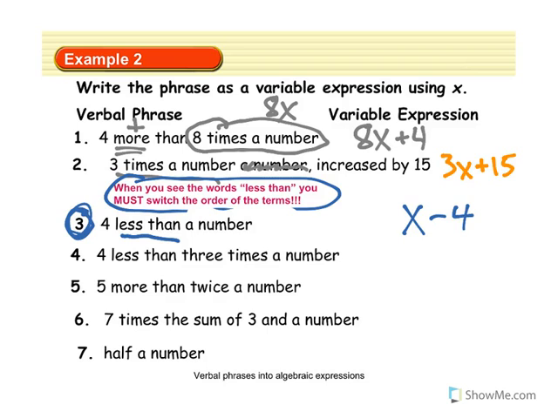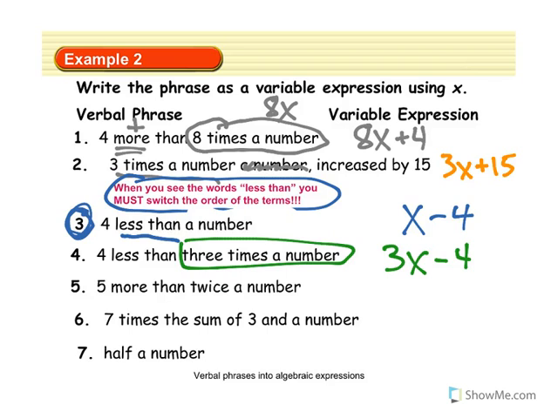Now let's extend that same concept on to number 4. 4 less than 3 times a number. So this is exactly the same, except we're not taking 4 away from x, we're taking 4 away from 3 times x. So that really should be 3x minus 4, right? I want to take 4 less than whatever this thing is. So whatever this thing is, I'm going to subtract 4 from it, so it becomes 3x minus 4.